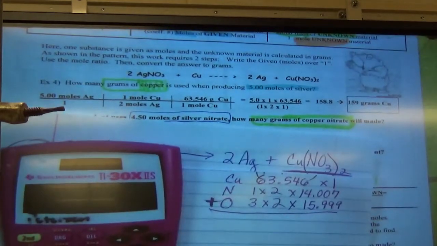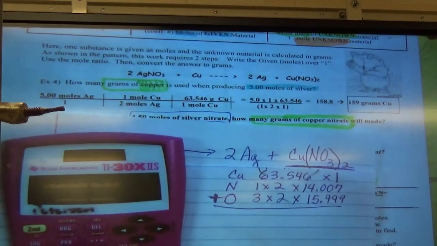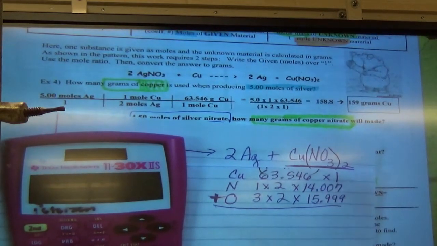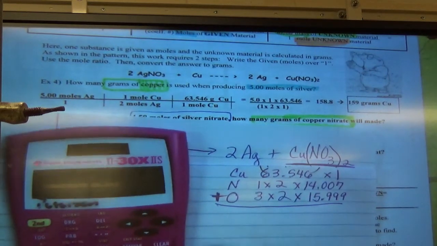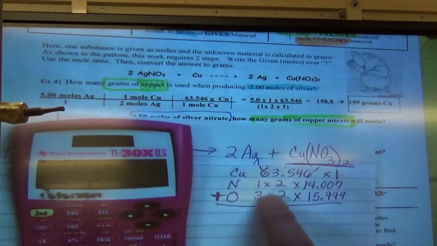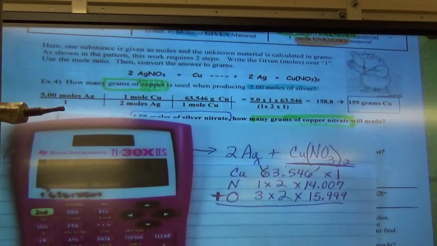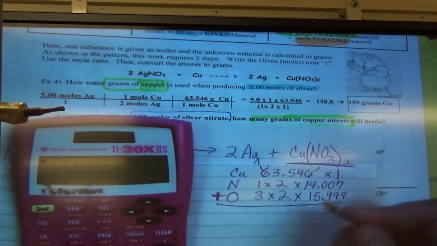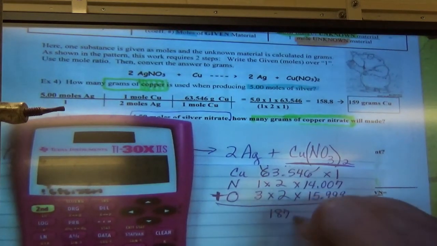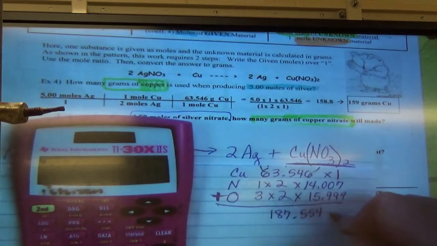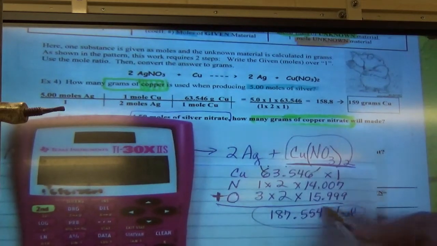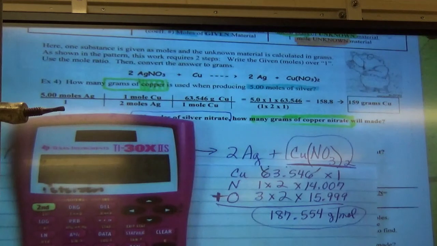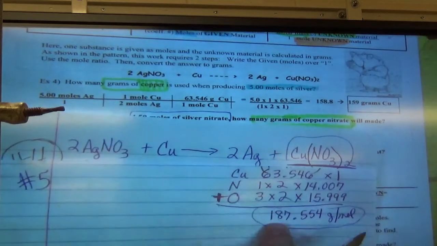So, we've got 63.546, okay, plus 2 times 14.007, plus, okay, that was a 6, times 15.999 equals, and we get 187.554, that's grams per mole of our copper nitrate. Okay, excellent. We see how to get molar mass of a compound that has parentheses. Okay, if you can do that one, you can do any of them.